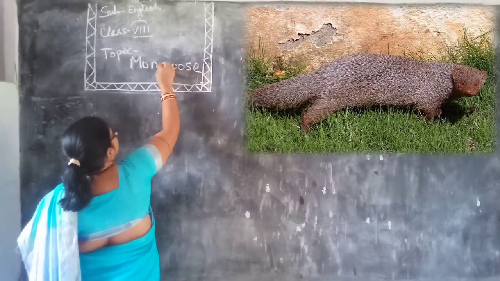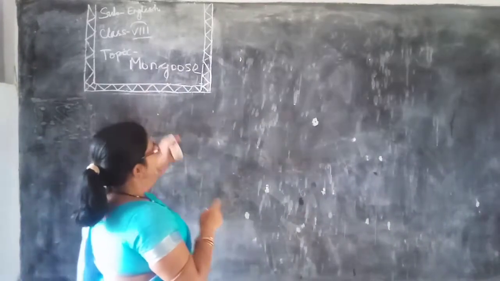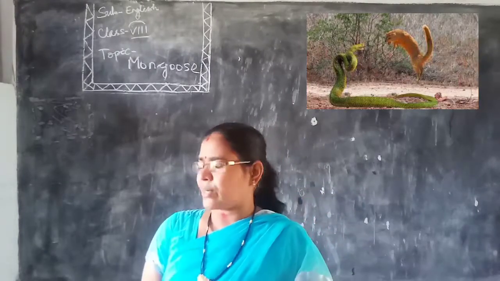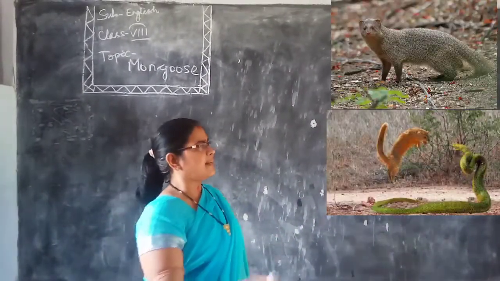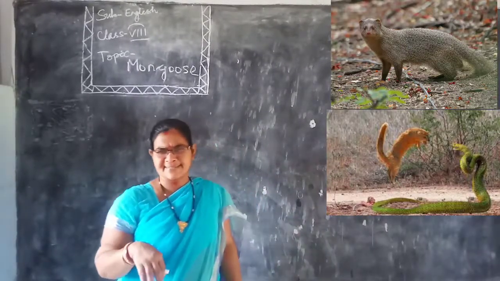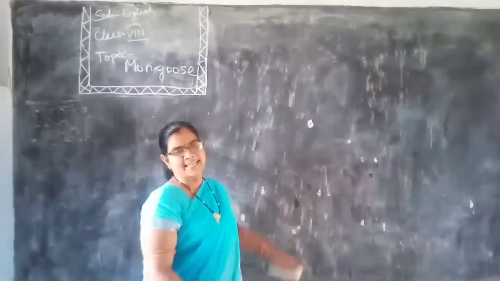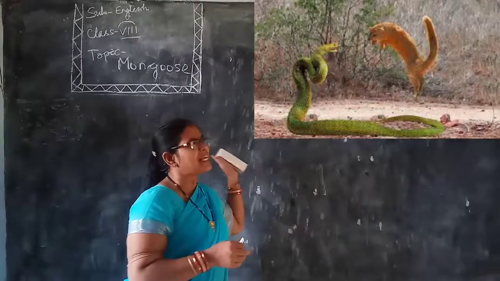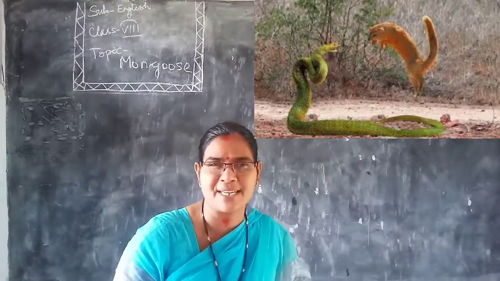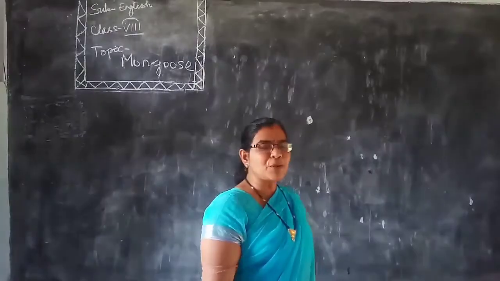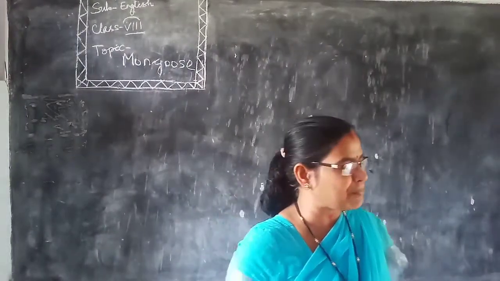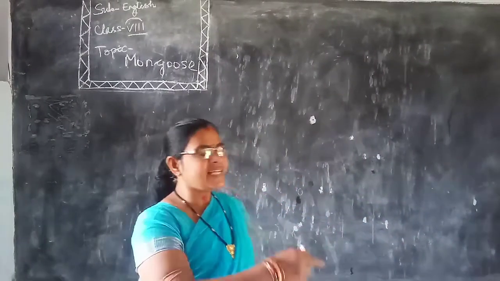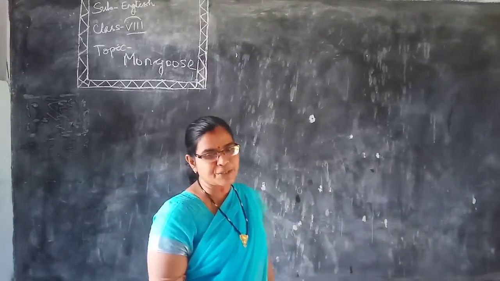This mongoose is the enemy of snake. But sometimes you have seen in your localities that whenever the mongoose attacks the snakes, it doesn't kill it directly. First it makes it tired, then it kills it. Now, this is very amusing to look at the scene. Very funny. Is it so? So, please go through silent reading of Sense Group Paragraph 1. Then I will ask you some questions on the basis of your silent reading. Have you gone through? Okay.